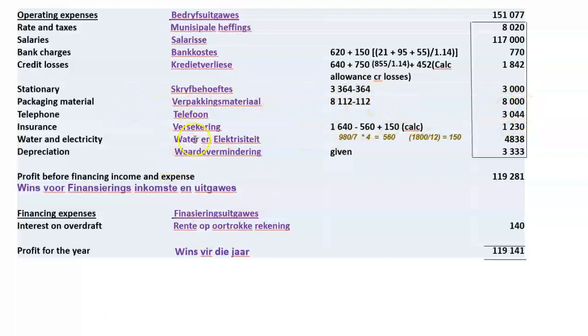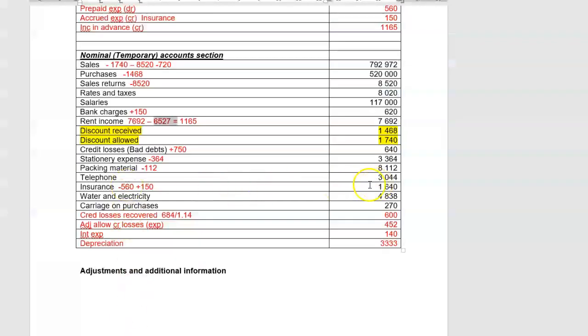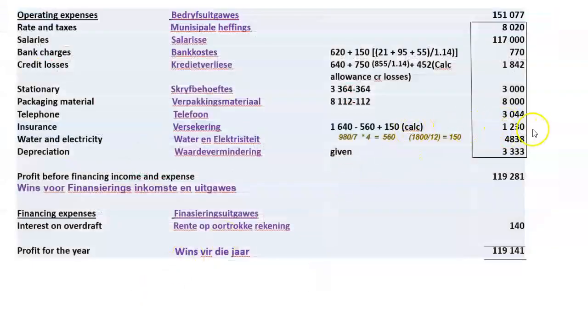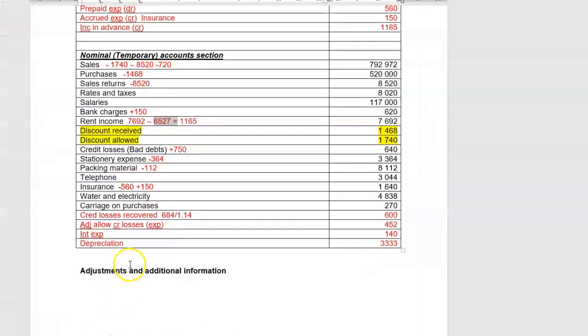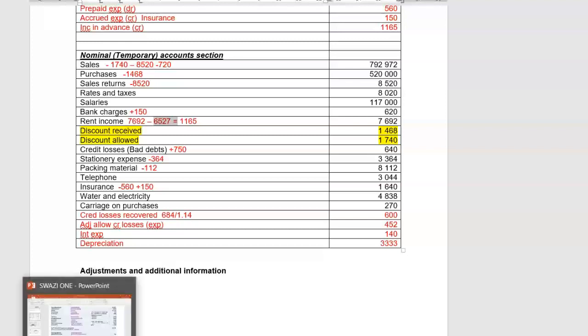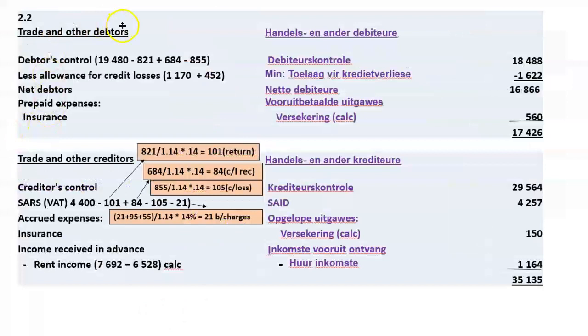Telephone, it's exactly as in the question, no adjustment entries against that. Our insurance was our total amount of 1640 less the 560 plus the 150, which gives us 1230. Water and electricity was 4838, they gave it to us, and then depreciation, we added it to 3333. Profit before finance charges 1192 and 191, and then we've added here at the bottom, interest expense of 140 Rand. Good. Now our notes, trade and other debtors.